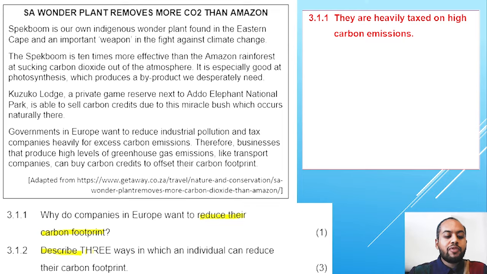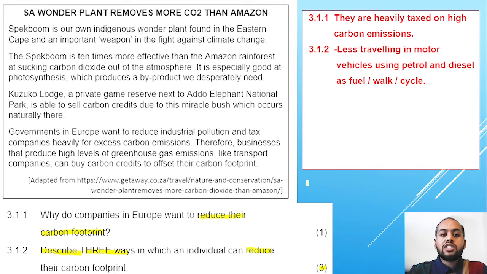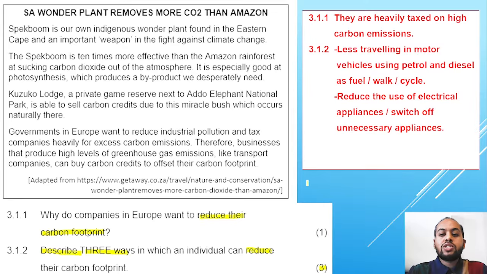3.1.2 says describe 3 ways in which an individual can reduce their carbon footprint. So 3 ways to reduce your carbon footprint. You would have learned about this in the topic on atmosphere and climate change. So firstly, you can drive less in motor vehicles using petrol and diesel as fuel, and you can walk or cycle instead of driving. You could also reduce the use of electrical appliances. You could switch off unnecessary appliances.